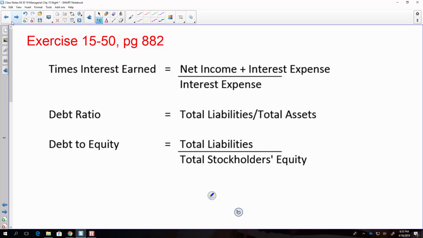Our first one is times interest earned. We've got to use our little table, our income statement. We start with 3.5 million, which is our income before taxes. I'm going to add my interest expense of 1 million.